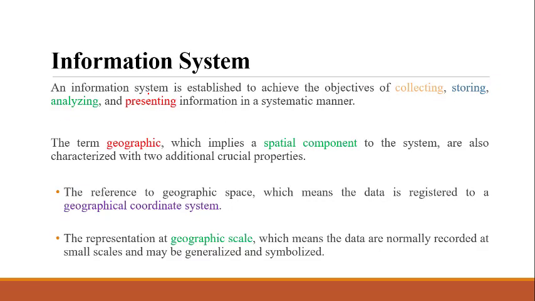What is an information system? An information system is established to achieve the objective of collecting, storing, analyzing, and presenting information in a systematic manner. A geographic information system is different from an information system in the aspect of the spatial component. The spatial component here means that any object on the earth's surface will have latitude and longitude. So the spatial component is related to latitude and longitude.